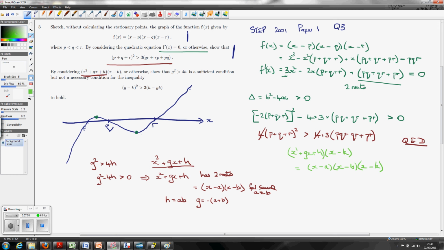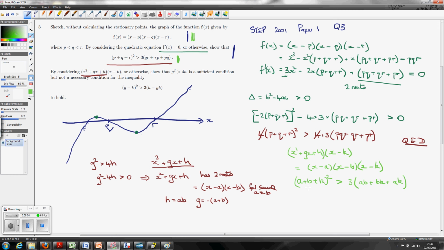The reason I did this was to make it similar to the thing we had to begin with. We already have shown that if a function is equal to that, then this other nasty bit of algebra is true: p plus q plus r all squared is greater than 3 times qr plus rp plus pq. Instead of p, q, and r, we've got a, b, and k. We're not substituting numbers, we're substituting in other algebra, so we will have a plus b plus k all squared is greater than 3 times ab plus bk plus ak.